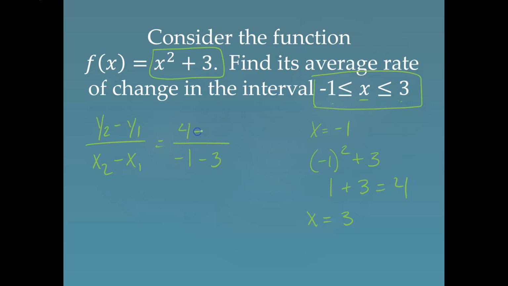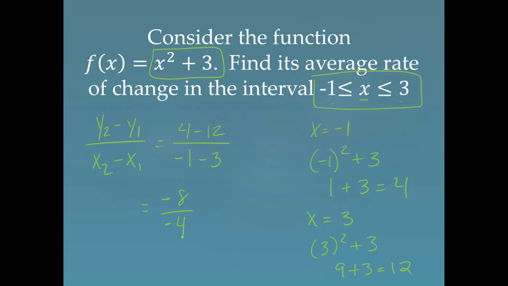Then it's minus. Now I'm going to plug 3 in, and I get 3 squared plus 3, which is 9 plus 3, which gives me 12. So 3's pair is 12. Now I just simplify the top, and then I'm going to simplify the bottom. So 4 minus 12 gives me -8. -1 minus 3 gives me -4.